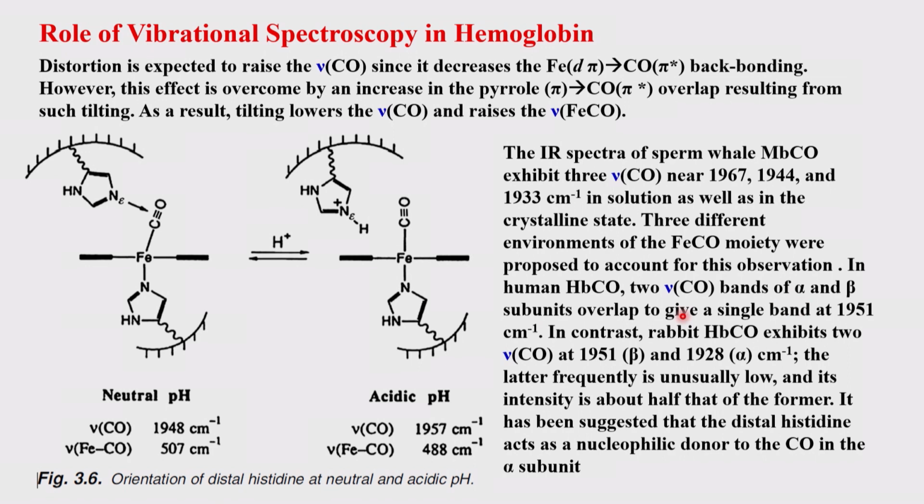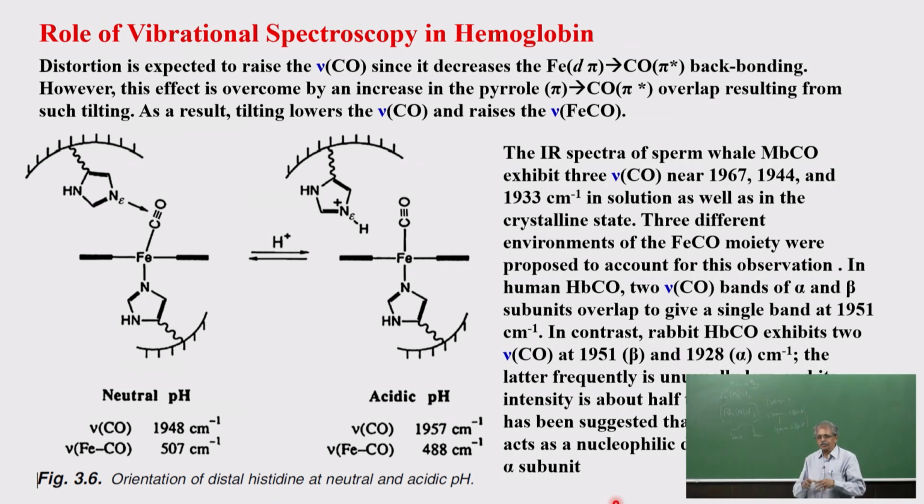Okay. In some other example that you have seen here, in the case of human, these 2 are overlapped. In the case of rabbit, these 2 are different, and you will find these 2 frequencies. Also in the rabbit case, this intensity is much smaller than this, and all this will tell you about the secondary structural interactions between the protein and the CO, and that is what he explains.